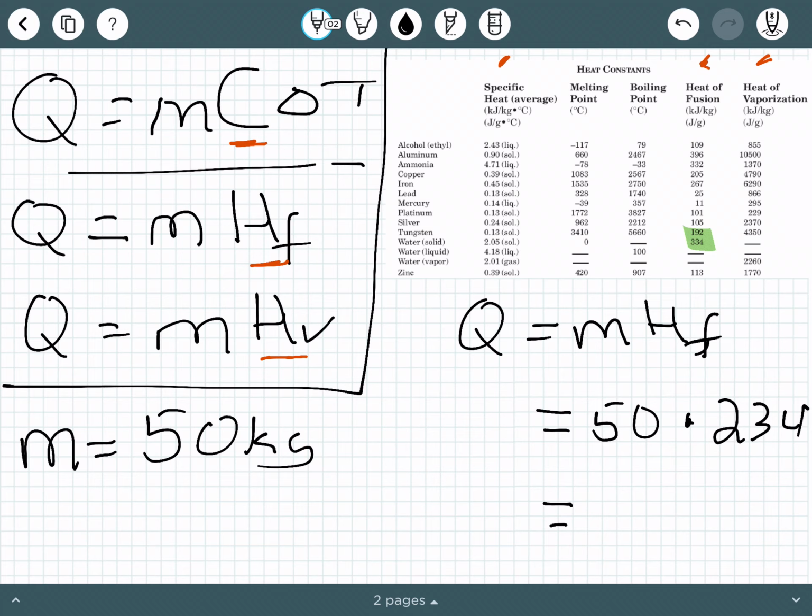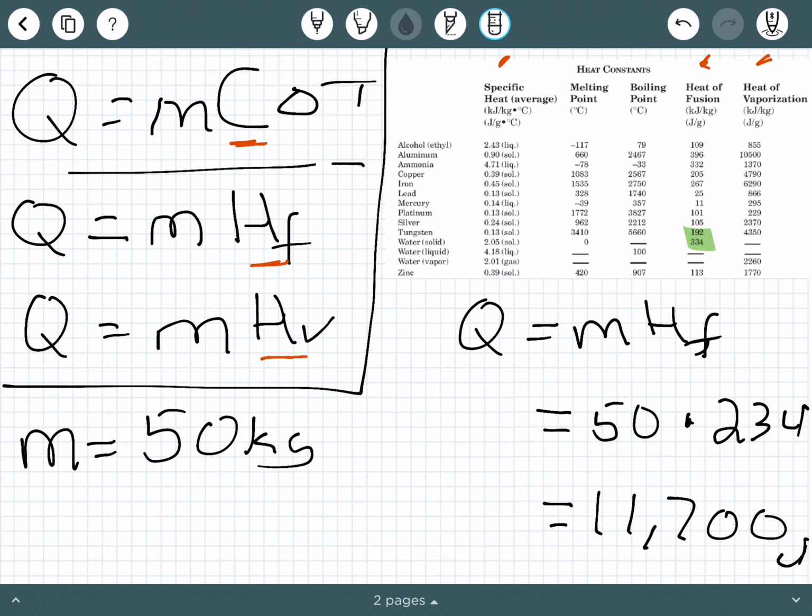When we do that, I'll give you guys a second to do it. 50 times 234 is what? If you need to pause it while you get the answer. If not, I'm going to give the answer. 11,700 joules of energy.